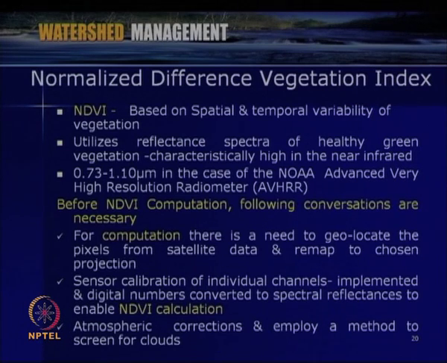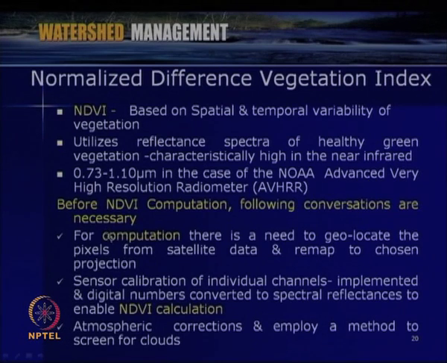So, this NDVI is based on spatial and temporal variability of the vegetation. NDVI utilizes the reflectance spectra of healthy green vegetation, and characteristically it is high in the near infrared region, which varies from 0.73 to 1.1 micrometer in the case of the NOAA Advanced Very High Resolution Radiometer, AVHRR. So, before NDVI computation, we have to do the following conversions.